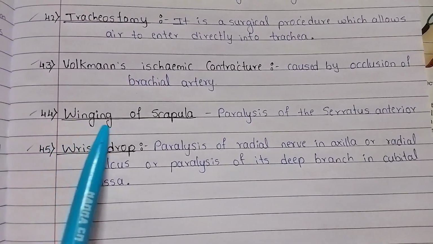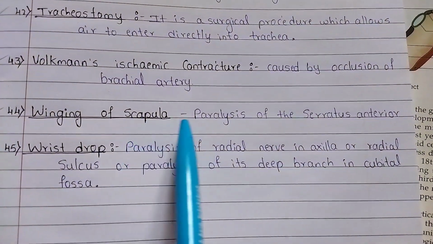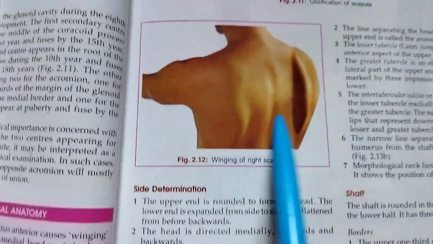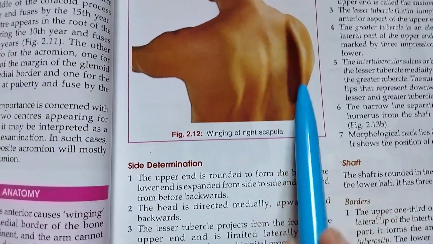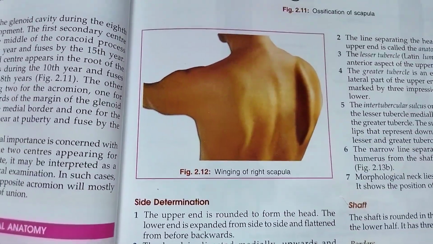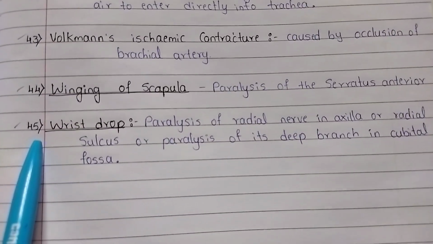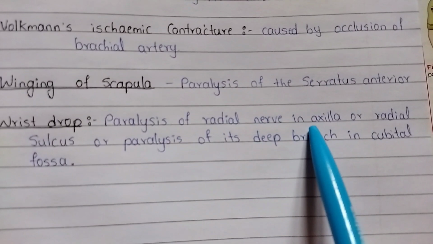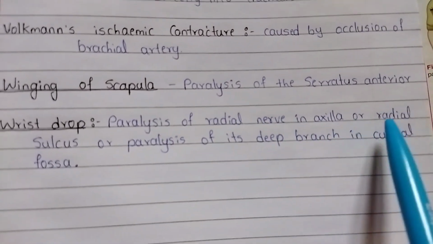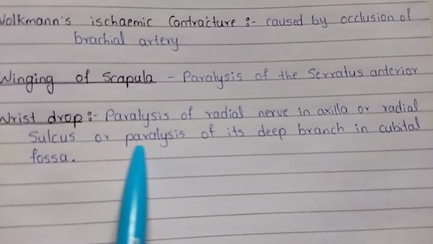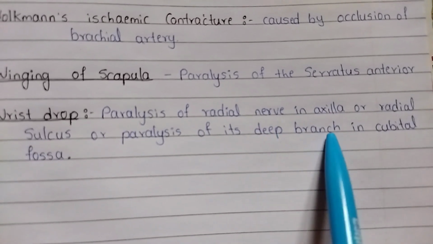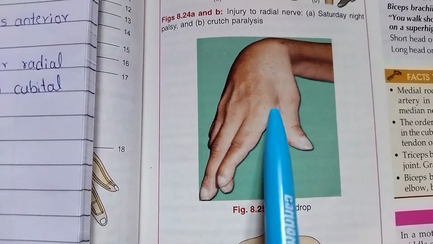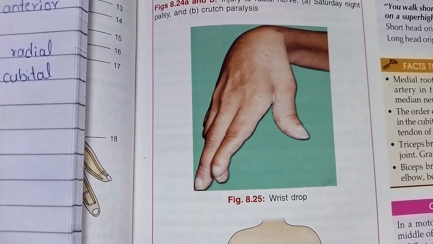Next one, winging of scapula. It is due to paralysis of serratus anterior. In this picture, you can see winging of the right scapula. Last one, that is wrist drop. It is paralysis of the radial nerve in the axilla or radial sulcus, or paralysis of its deep branches in the cubital fossa. You can see here the wrist drop.